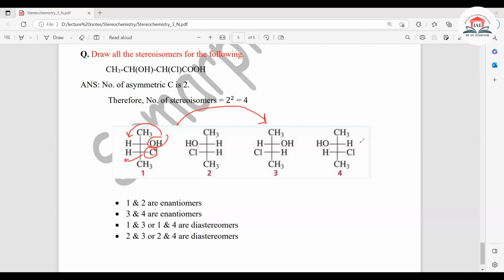So what we did: first we draw any structure that comes to mind and take a mirror image. Then you make a slight change in its structure, and you will get another one, which will be your second isomer. Okay. I'll give you another example.